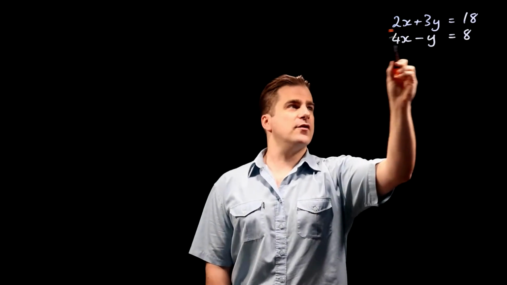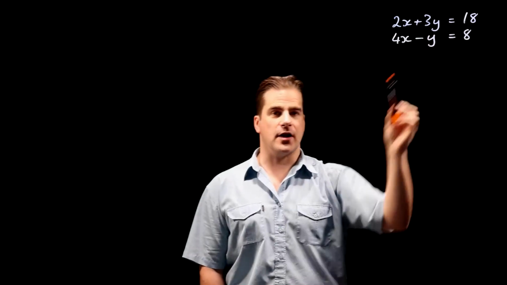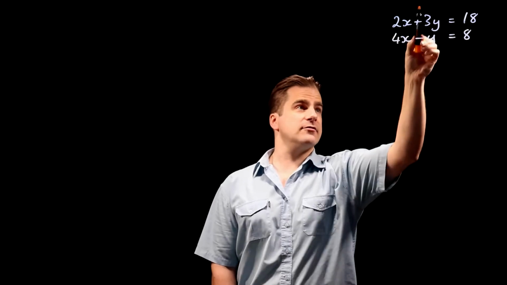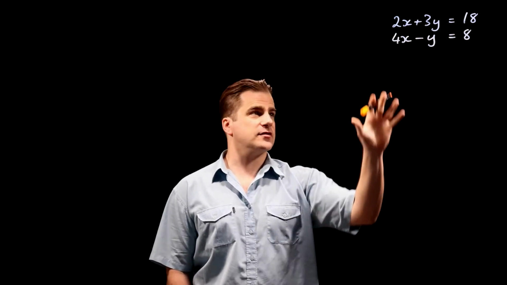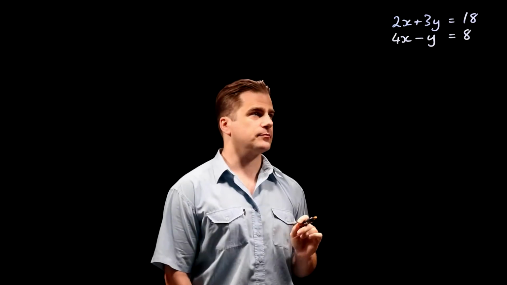Right, the first thing is to lay out your two equations the way I've done it here. The x's, then the y's, then the equals, then the number. So the x's are in columns, then the y's are in columns, and the numbers are all in columns. So start with it looking like this.